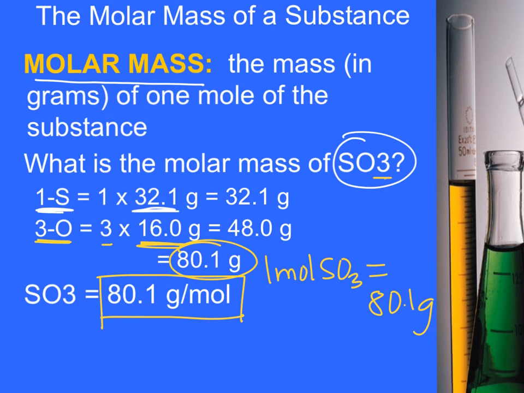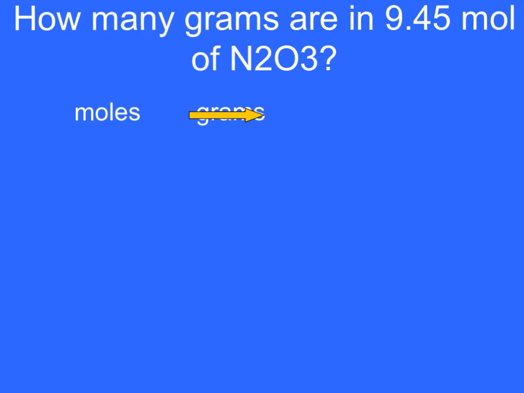Now we're going to do a sample problem involving molar mass. Okay, so let's go to the next slide. All right, so this question, how many grams are in 9.45 moles of SO3? Okay, once again, this poor arrow got shifted. It should be right there. So we're converting the moles into grams. So anything with grams in it, we're going to use the periodic table.